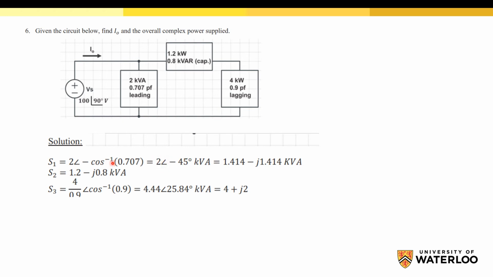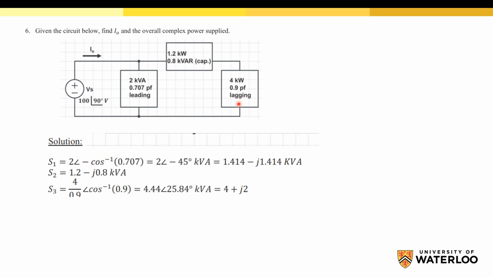So we have the complex power for this load. For the second load, it's already given P and Q, so P plus jQ is equal to S, but the Q value here is negative because this is capacitive, so it will be 1.2 negative j 0.8. For this load here, we have the value of P and the power factor, so the P over the power factor will give you S, and then the angle could be calculated from the power factor.